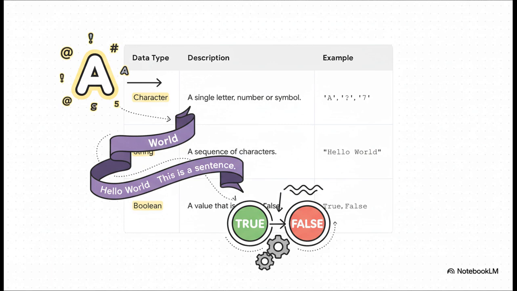And then there's the Boolean. Now this one is a real game changer. It can only ever be one of 2 things, true or false. That's it. But that simple idea is the foundation of all decision-making in your code. It's the engine that drives every if statement and while loop.